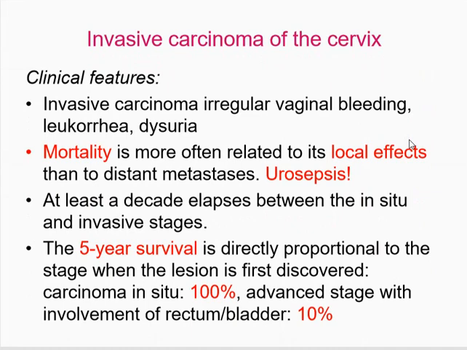A common symptom of invasive carcinoma is leukorrhea. Another one is bleeding from the uterus, vaginal bleeding. Dysuria may be a symptom after urinary tract involvement, or just because the uterine size increases. As mentioned before, mortality of cervical cancer is generally not because of distant metastasis. Most commonly it's due to the local effects, especially involvement of the urinary tract and urosepsis.